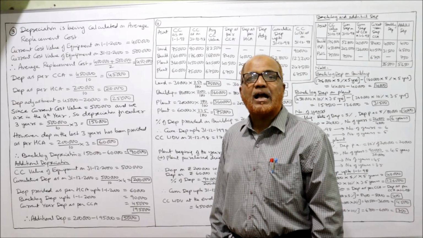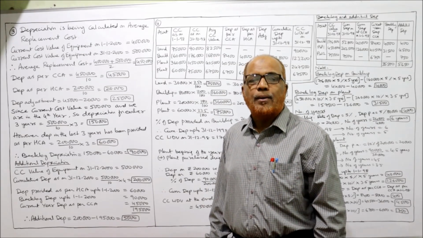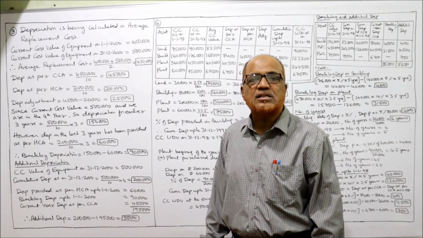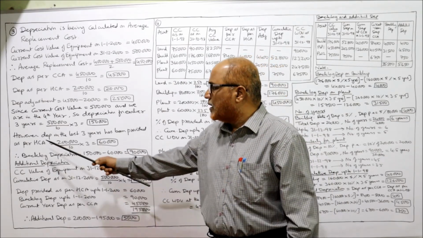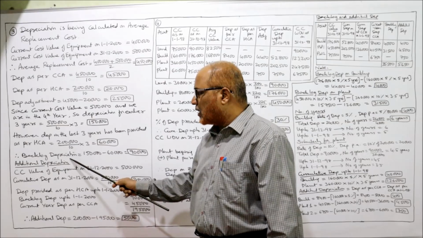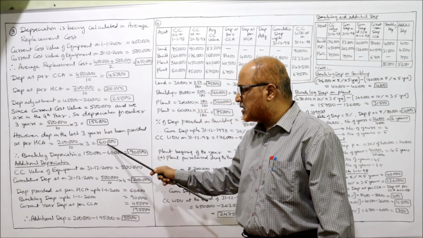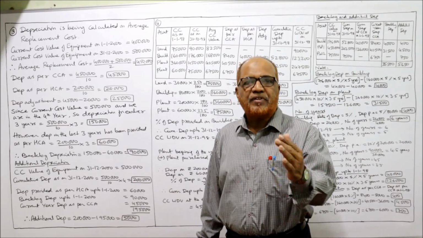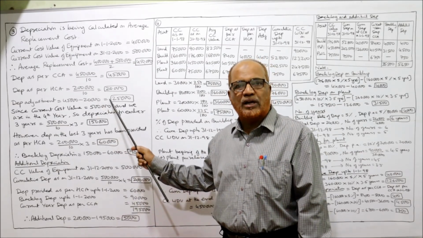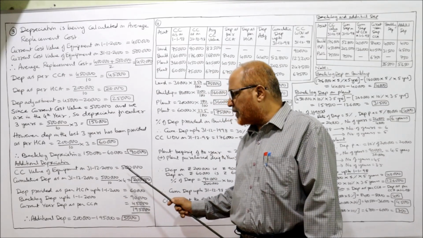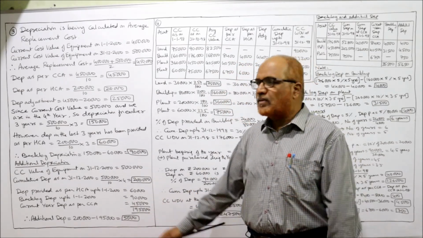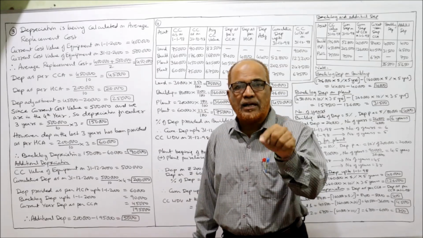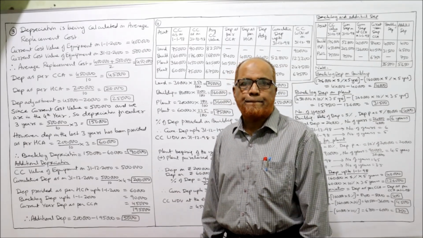So how much is the backlog depreciation? Backlog depreciation is 1,50,000 minus 60,000. You will get 90,000. So 2 answers completed. First, depreciation adjustment 25,000. Secondly, backlog depreciation 90,000. Last one, additional depreciation. How much additional depreciation do we have to provide during the current year 2000?